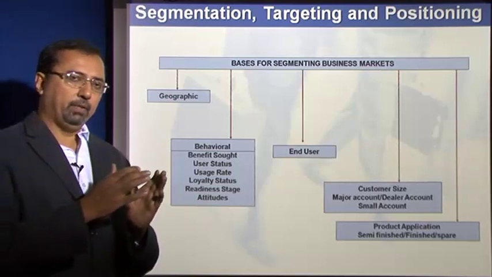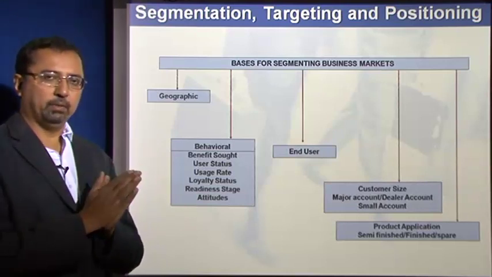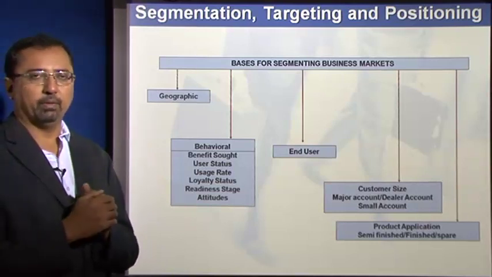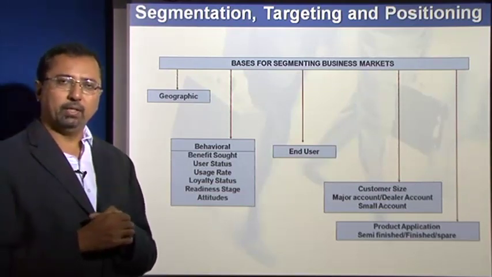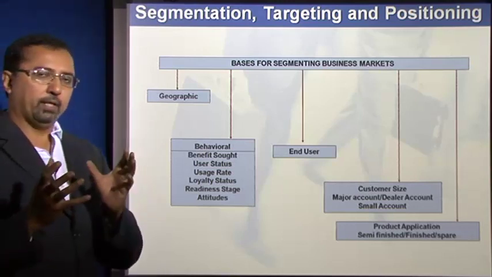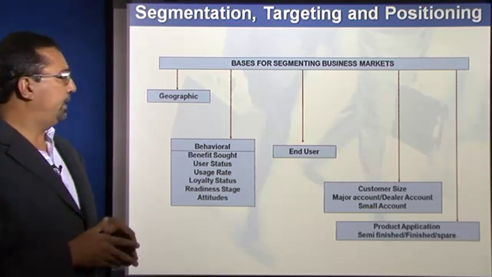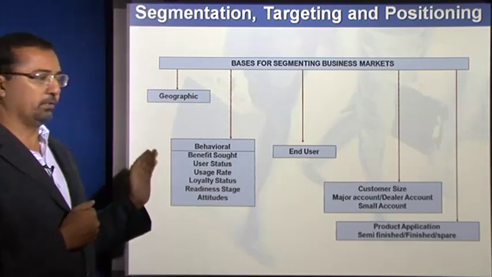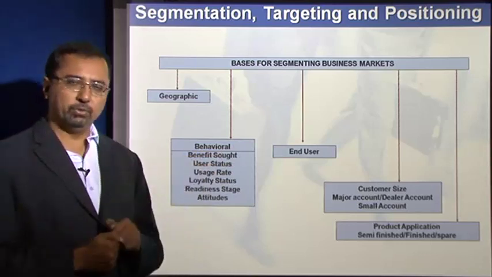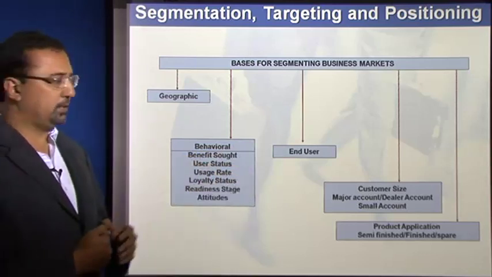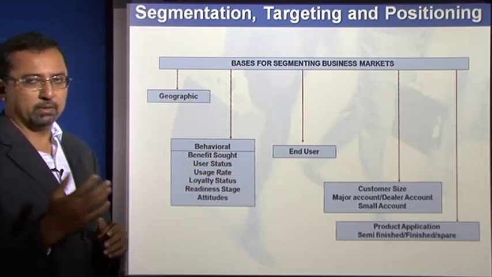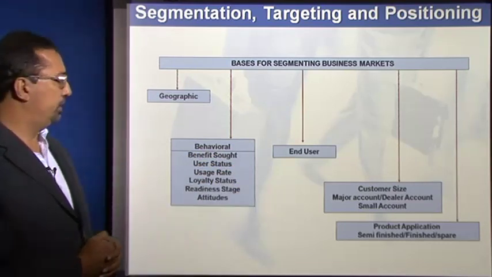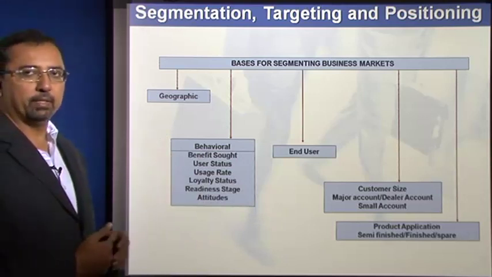Now, like we have seen before, a consumer market or consumer behavior is quite different from how business to business markets, or how organizations, buy. So if you were to look at how to segment business markets, again there can be many things. It can be geographic, it can be on the basis of behavior, it can be on the basis of the end user, or it can be based on customer size or the size of the account, or in terms of how the product is finally used. Each of these can be various bases.